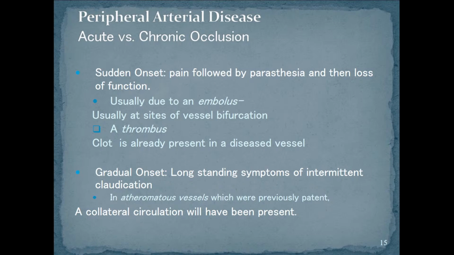So acute or chronic versus chronic occlusion for PAD. Acute, sudden onset, pain followed by paresthesia and then loss of function, usually due to an embolus, usually at sites of vessel bifurcation. In case of thrombus, clot is already present in a diseased vessel. I explained earlier that it can be ulceration of intima, and over this ulceration forms the clot.